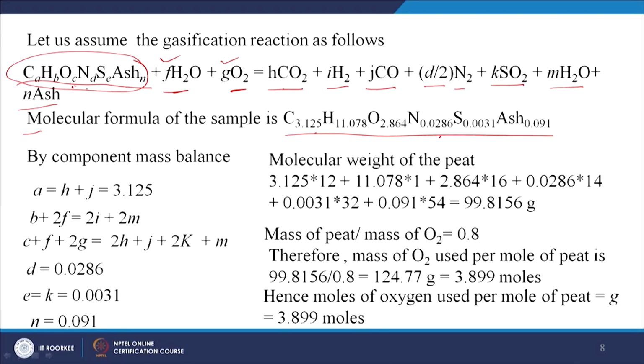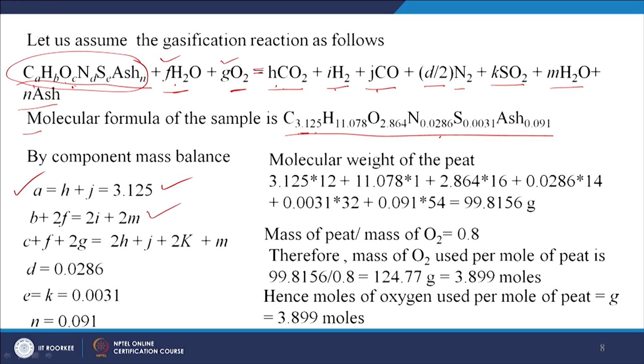Now, let us see. If we compare this, in the carbon balance, A is equal to H plus J. So, A is equal to H plus J, and this A is equal to 3.125. Now, the hydrogen balance: the left side expression is B plus 2F, and this is equal to 2I plus 2M. So, this is the expression by hydrogen balance.